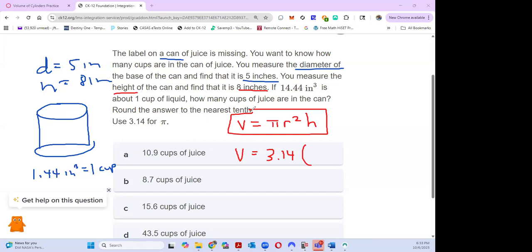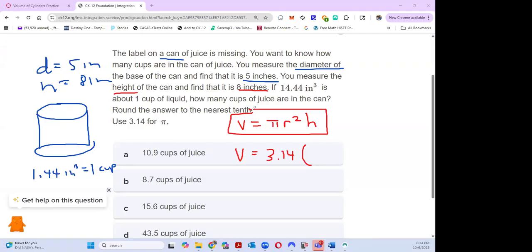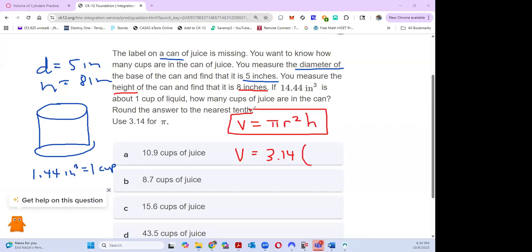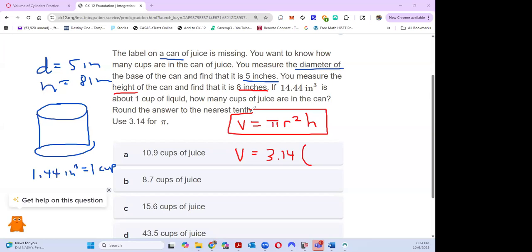R squared. No, I'm asking what's the radius. I didn't ask you what's next in the formula. What's my radius? So what are our givens? The height and the diameter. Can you know what the radius is if they give you the diameter? Can you find the radius if they give you the diameter? Yes, it's half.